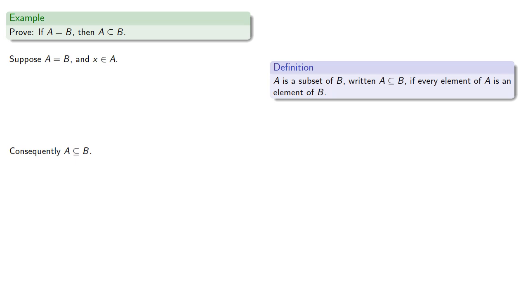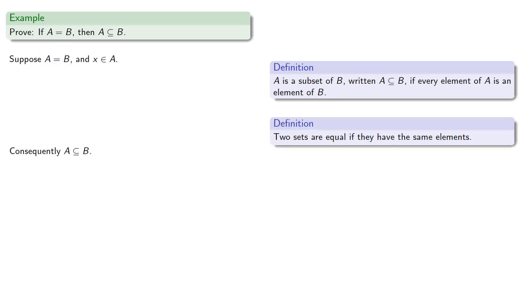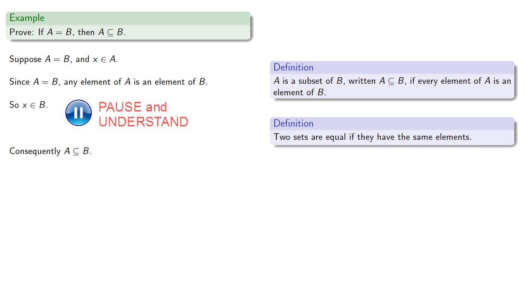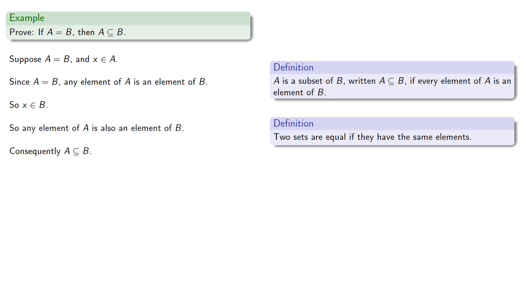So we know that A is equal to B, so let's go ahead and pull in that definition. And since A is equal to B, then by definition, any element of A is an element of B. And so that means X is an element of B. And so putting our two things together, any element of A is also an element of B, and that completes our proof because that's what's required for the definition of a subset.